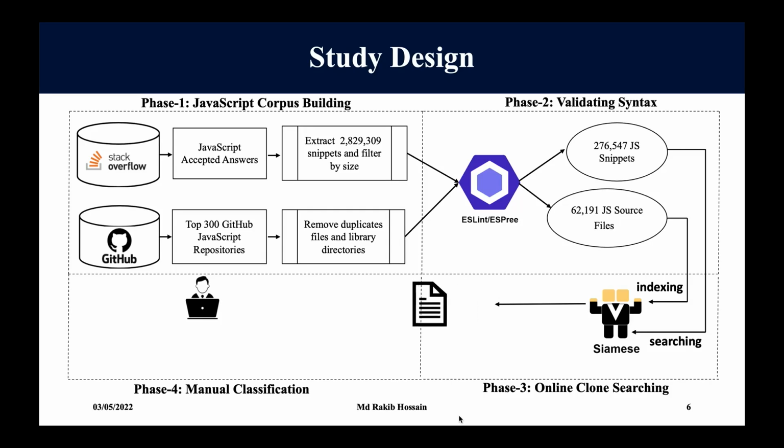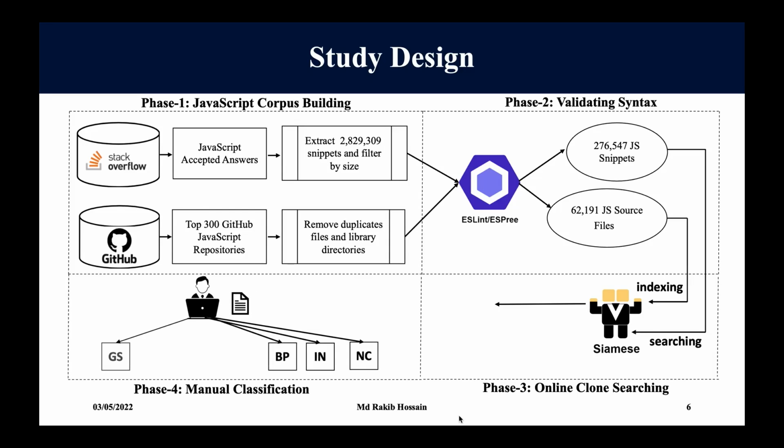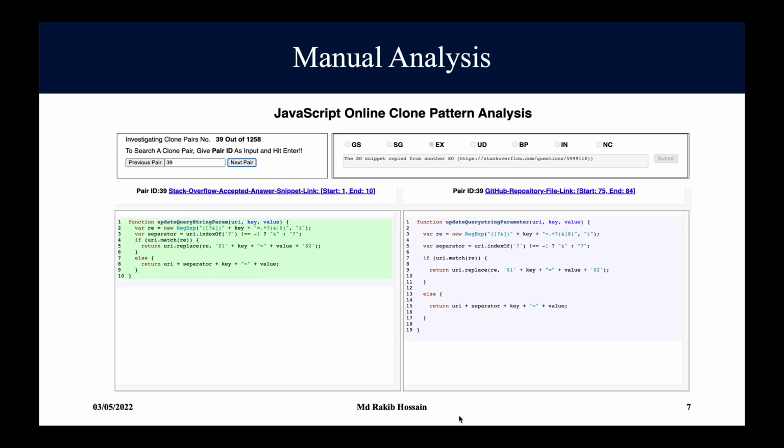In the last phase, we take the clone search report and manually classify each clone into one of the 7 online clone pattern categories. For instance, GitHub to Stack Overflow to GitHub, or unknown or external direction. We use this web application to validate and classify the clone pairs into 7 patterns.